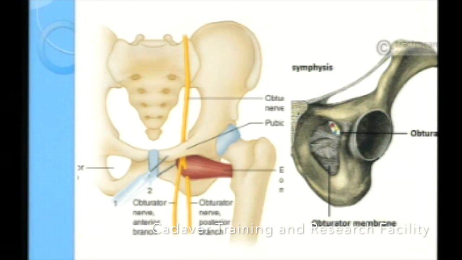So, this nerve lies on the medial side of the muscle, and this is the obturator foramen. It emerges out from the pelvis through the obturator foramen along with the other vessels, and then divides into the anterior and the posterior obturator nerve.